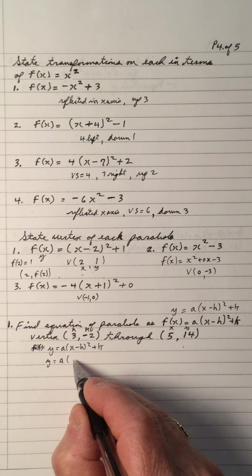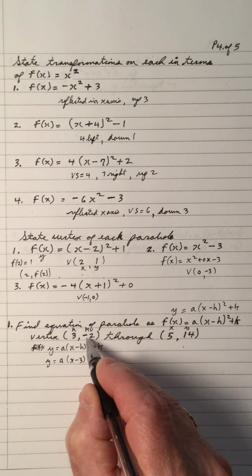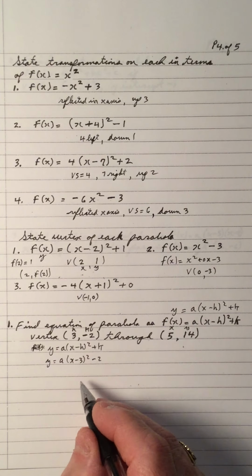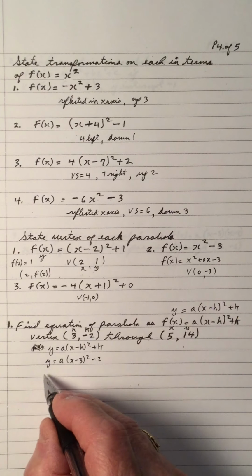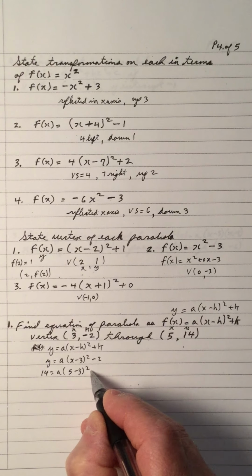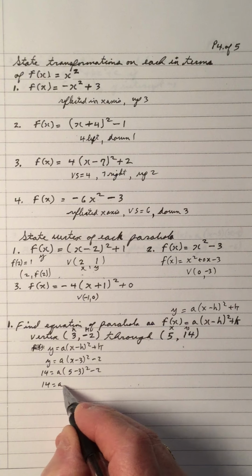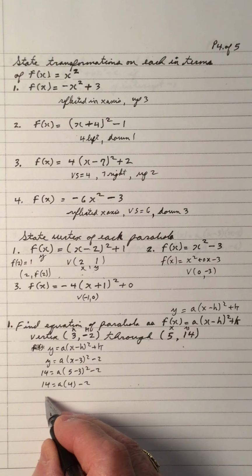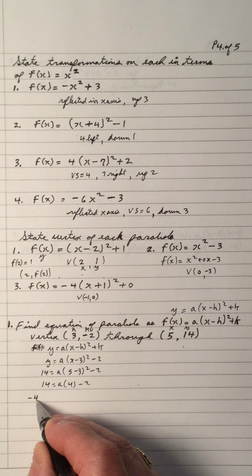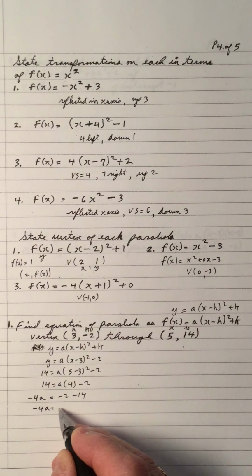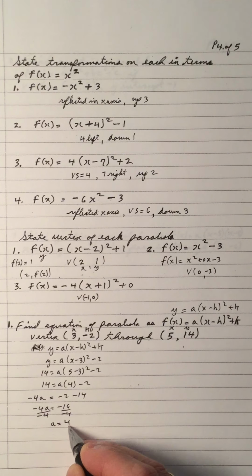This is a 3, so this becomes opposite, so it's an x minus 3. Minus 2, so remember we change this one to a minus and we don't change this one. Now we put the x, y in: y is 14 and x is 5. And then we simplify that, so that becomes 2 squared is 4, a minus 2. So that becomes negative 4a equals negative 2 minus 14. Negative 4a is negative 16. Divide by negative 4, and a becomes 4.